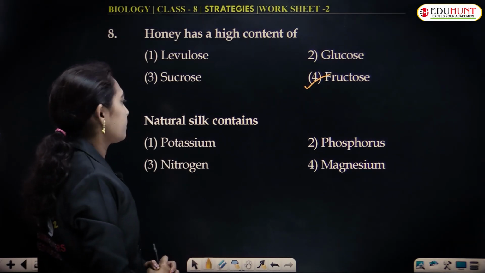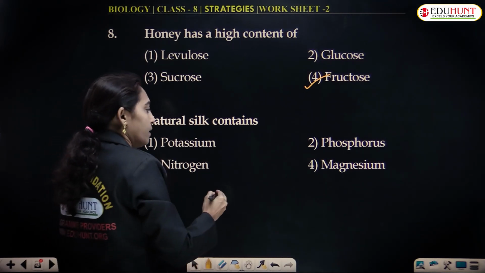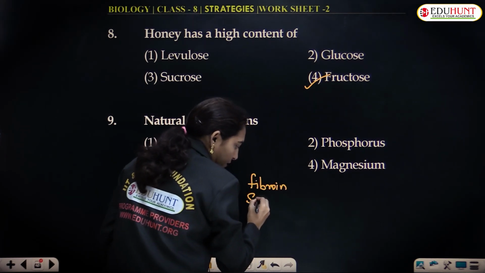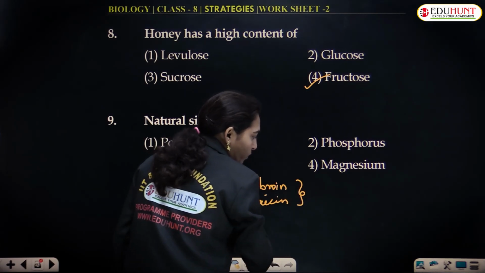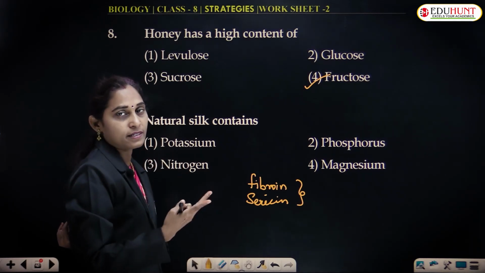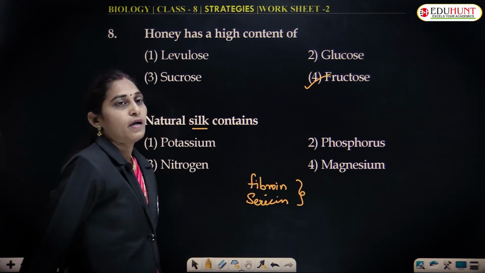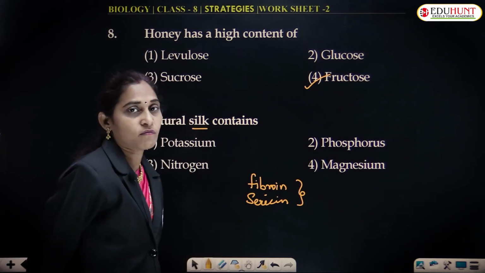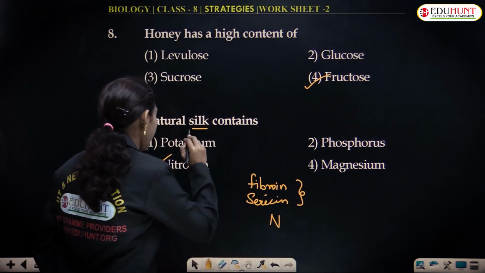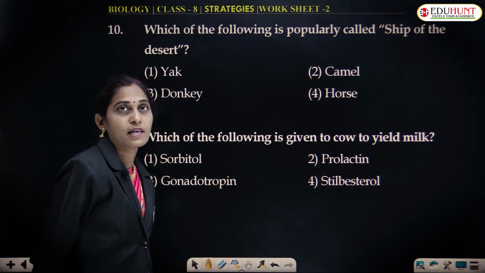Natural silk contains, remember this point, two proteins, fibroin and sericin. These are the two proteins present in silk. Silk consists of two proteins, fibroin and sericin. The protein is the secretion of the silkworm. Protein consists of amino acids. Amino acids in turn possess nitrogen. So ultimately the answer is nitrogen. So nitrogen is present in natural silk.